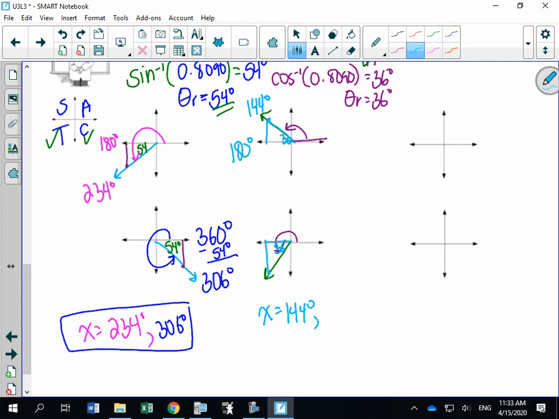My second solution, if this is 180 degrees and I'm adding 36, so here I'm going 180, and then I'm adding 36, I would get a rotational angle of 216 degrees.